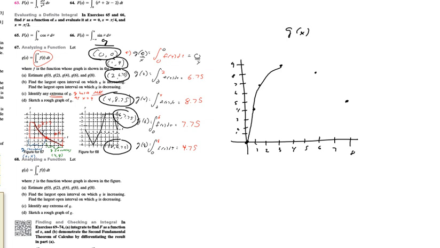Curve up here until we reach a maximum, and then we curve sort of more steeply down there. And that's roughly what the graph of G will look like. Here's our maximum at 4, 8.75, and then roughly going like this.